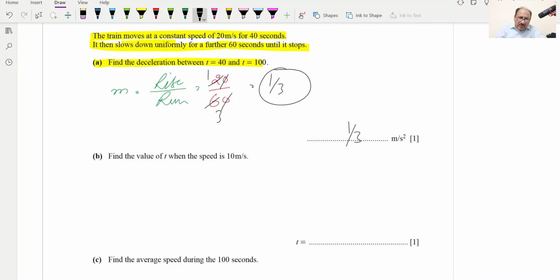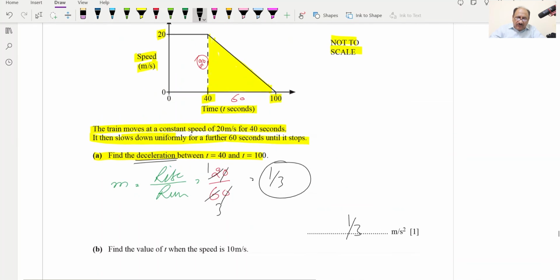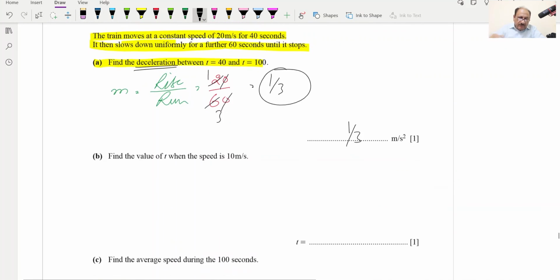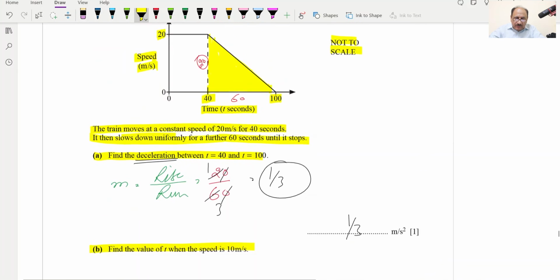And this is done, and they have asked to write the deceleration, so you cannot write negative. The gradient of this line is negative, but when we use the word deceleration, it means negative acceleration, so you don't write -1 by 3 for the answer. Then the B part: find the value of t when the speed is 10 meters per second.